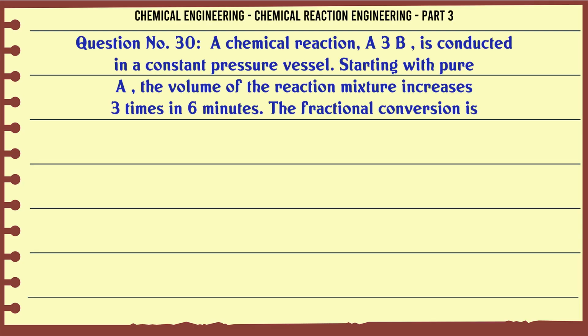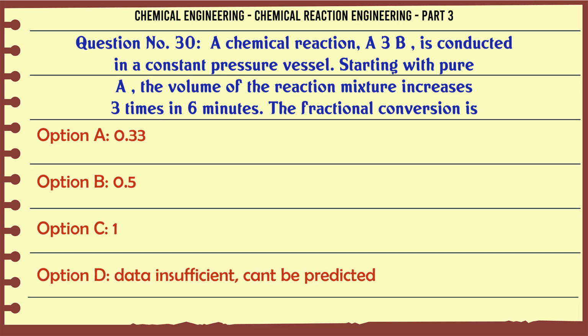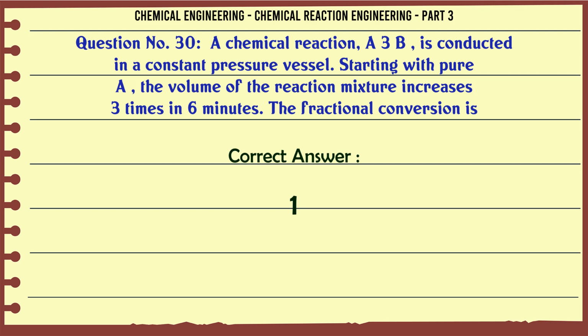A chemical reaction A → 3B is conducted in a constant pressure vessel. Starting with pure A, the volume of the reaction mixture increases 3 times in 6 minutes. The fractional conversion is A. 0.33, B. 0.5, C. 1, D. Data insufficient, can't be predicted. The correct answer is 1.